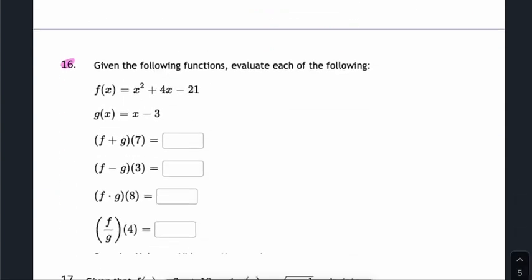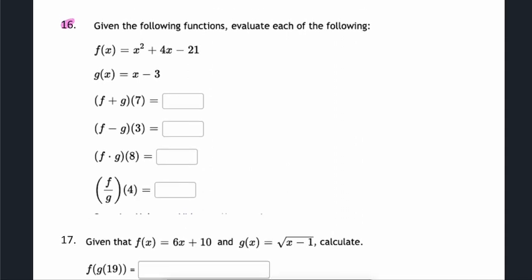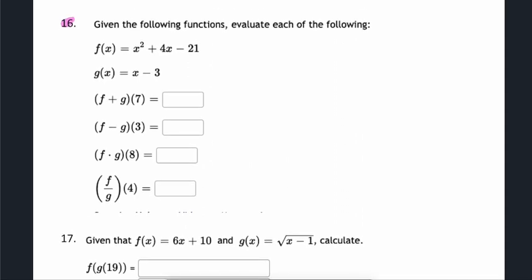Okay, now we're going to skip to 16. The first thing I want to talk about for 16 is what the notation is really asking you to do. We're only going to take the time maybe to do a few of them, but I just want to show you what the notation means. So this first one, f plus g of 7, that's really just take 7, plug it into f, take 7, plug it into g, and add those up. That's what that notation means.